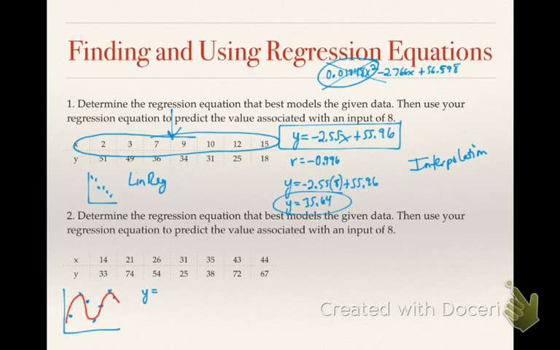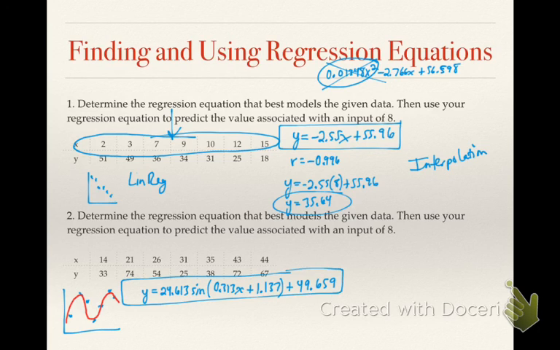And the equation, rounding all values, let's say to 3 places, gives me 24.613 sine of (0.313 x plus 1.137) plus 49.659. Okay, now if I did that correctly, copied it down correctly, that's what we get for the regression equation.